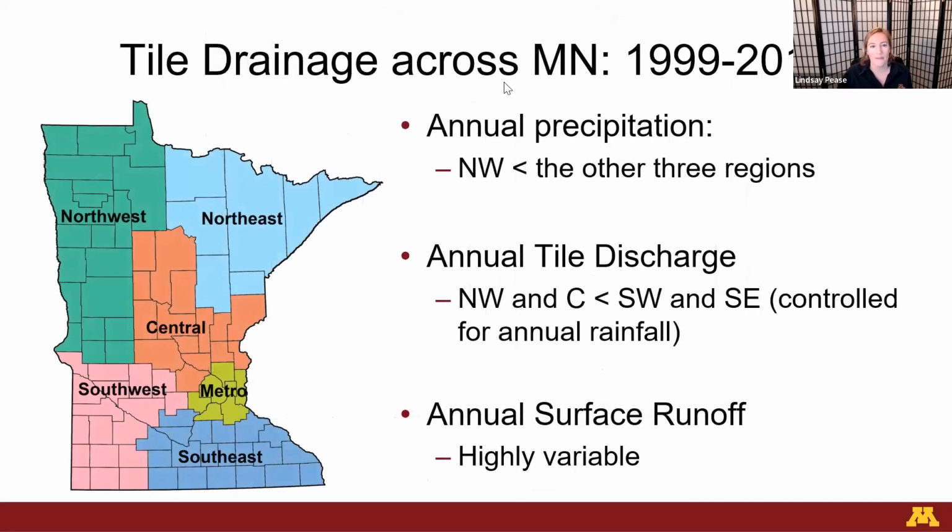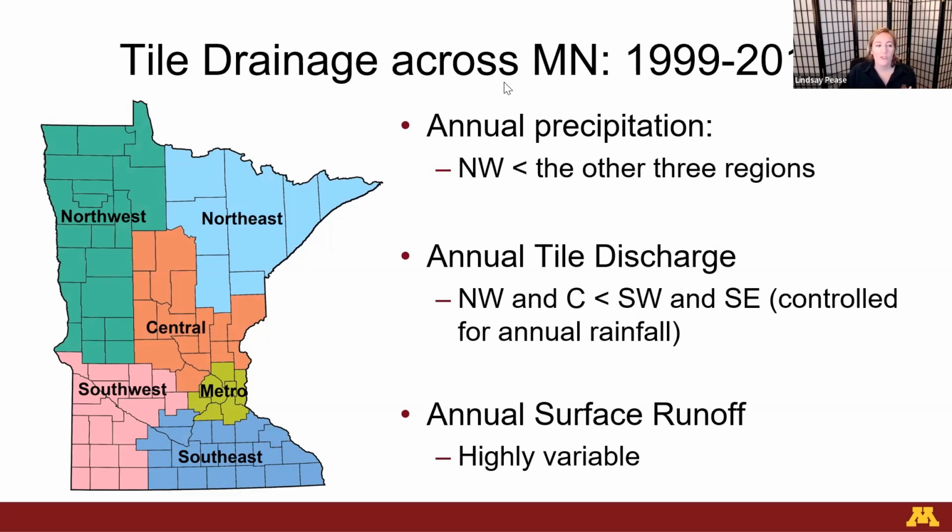So our big summary of what we found in this study is, Northwest Minnesota and that northern Great Plains region, as you are moving away from the eastern Corn Belt area, you're really seeing less precipitation and, as a consequence, less tile discharge. But our surface runoff is still highly variable.